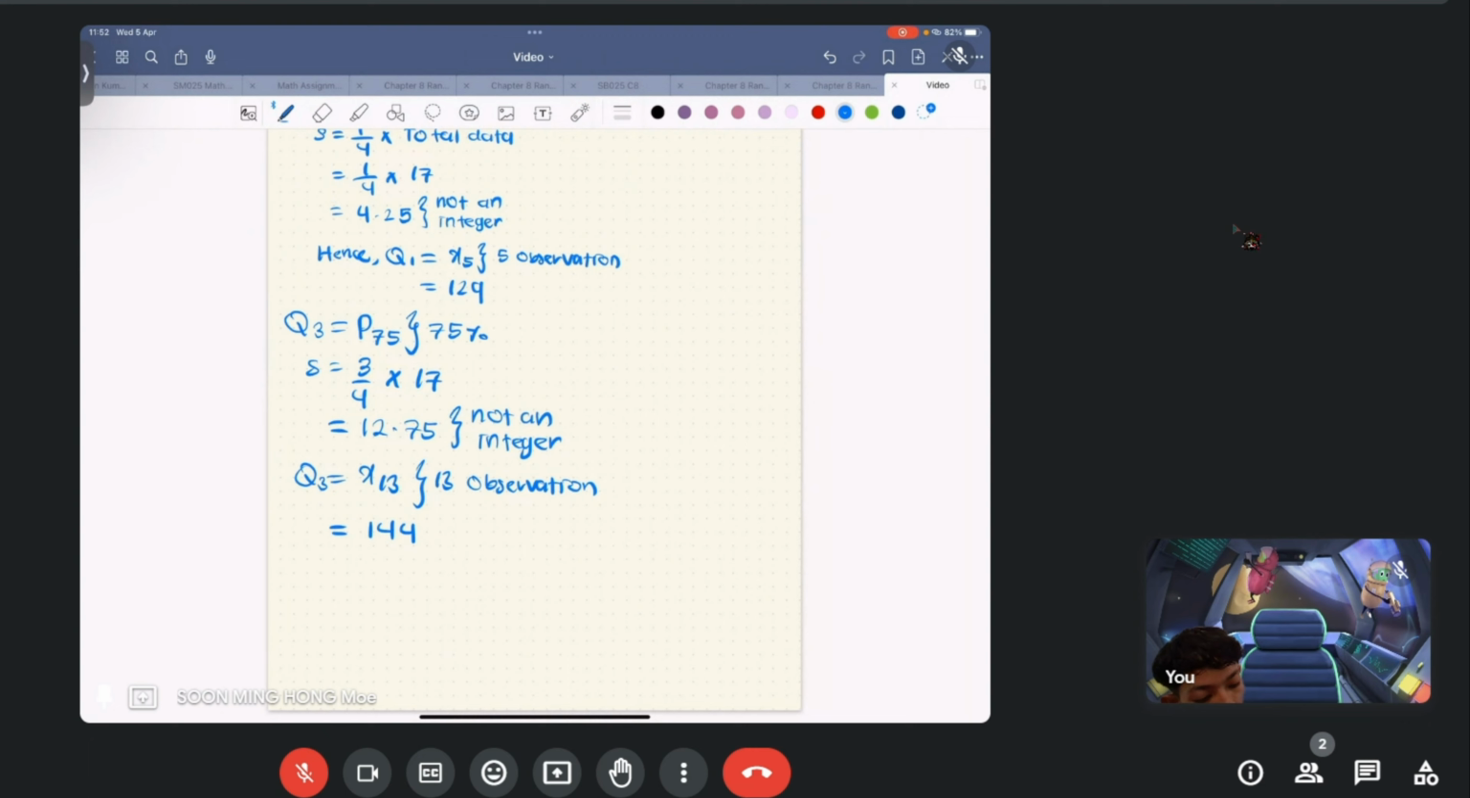So now we can calculate the interquartile range. So interquartile range equals Q3 minus Q1, and we just take this value over here, this and this. So it will be 144 minus 129, and then we get 15 for the value of interquartile range. That's it.